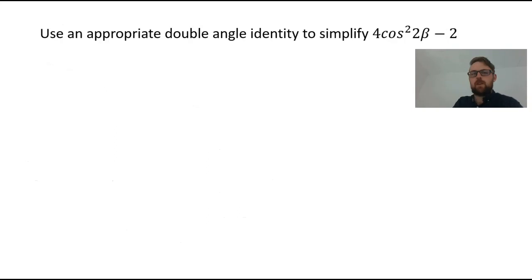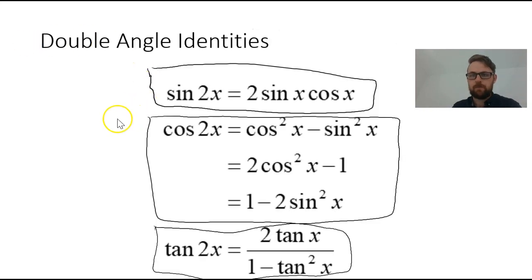All right, so use an appropriate double angle identity to simplify 4 cosine squared 2 beta minus 2. So whenever we see something like this, what we want to do is go back to our double angle formulas and look for something that looks pretty similar. So 4 cosine squared 2 beta minus 2.